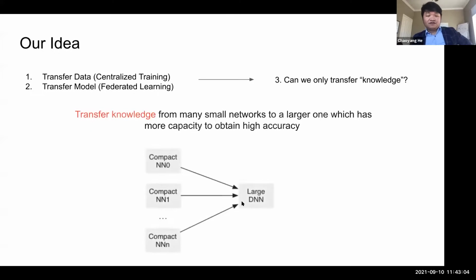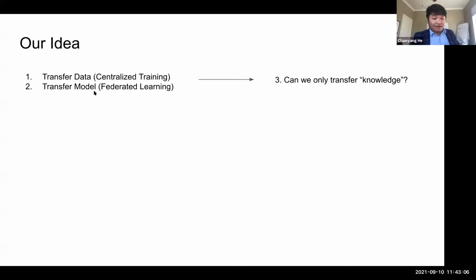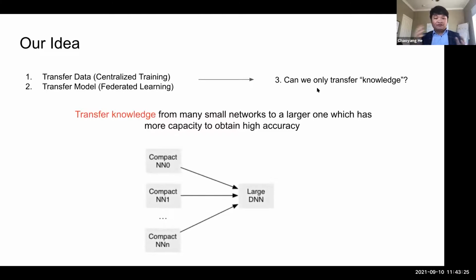So in order to achieve this goal, I propose a concept named knowledge transfer. As you can see, in centralized training, we need to transfer data from the client to a central server and train there. And in federated learning, we have to transfer the model and just keep the dataset on each device. So the concept of knowledge transfer will be a little bit different here, in that we do not transmit the entire model from client to server side.